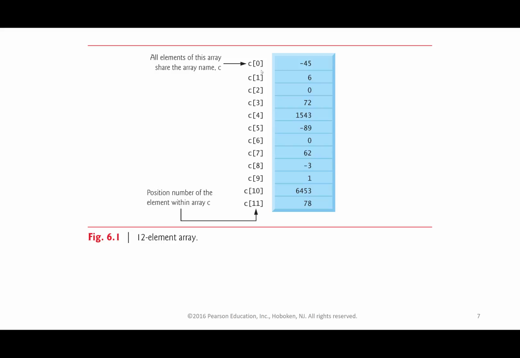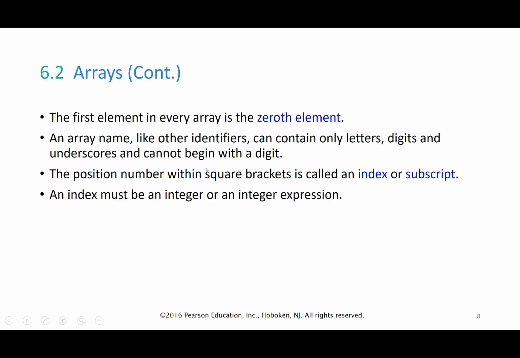MATLAB, when we get into it, follows the C notation. What we've got there is when I talk about C[8], that's the value of -3 right there. So this is a 12-element array, and the first element is the 0th element. An array name uses the same naming structure as any other variable, and then we put the index in a bracket.